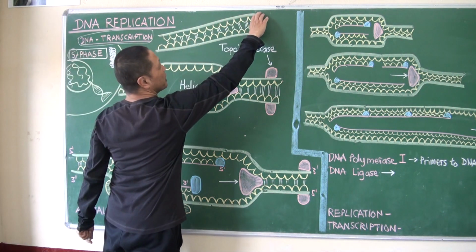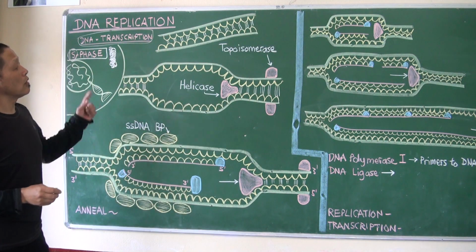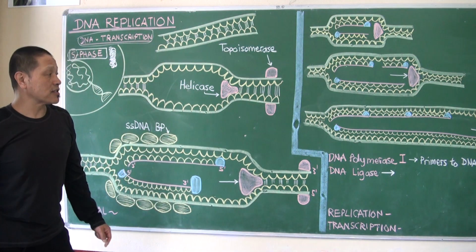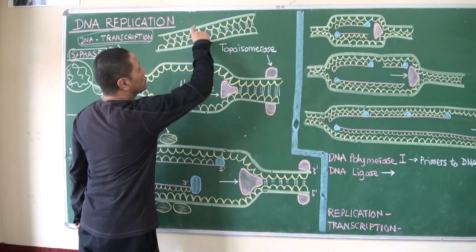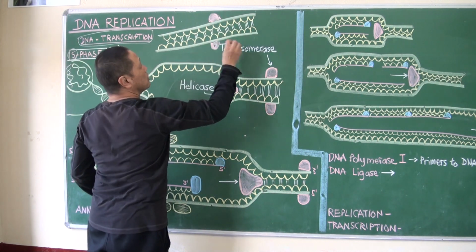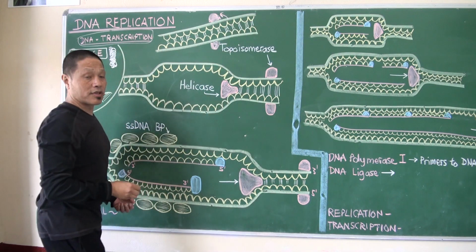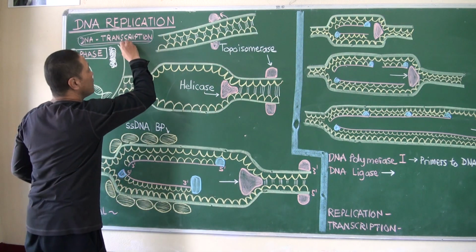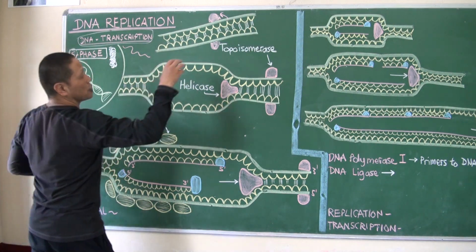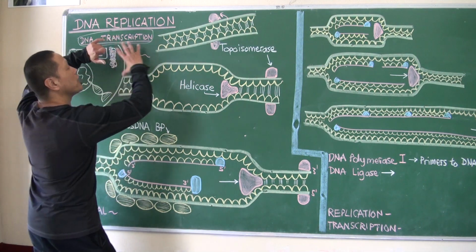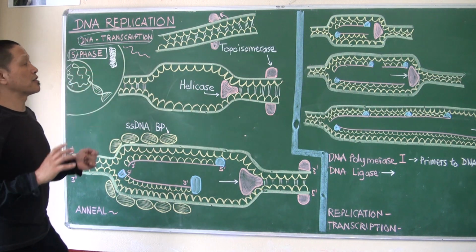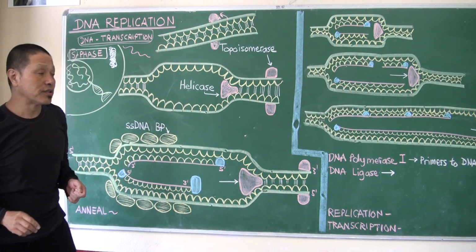So this here is the DNA, and first of all, an enzyme called topoisomerase latches on to the DNA. If there are any twists and turns or coils, the job of topoisomerase is to straighten that up. All the supercoilings are straightened up by the topoisomerase.